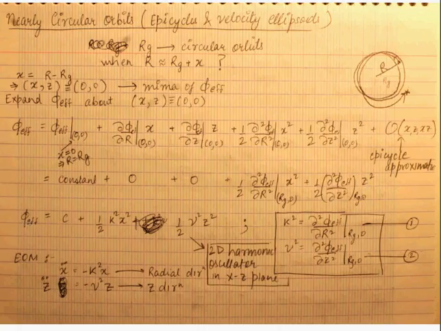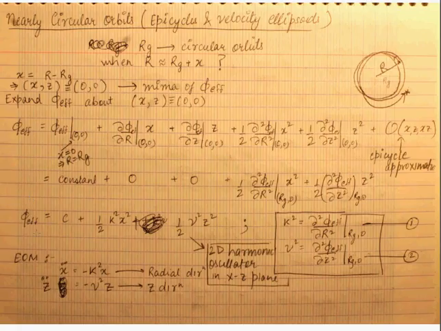So basically phi effective boils down to a constant term plus this term over here, I'm calling it kappa square. So it's not k. Forgive my bad handwriting. It's kappa, right? So half of kappa square times x square plus half of nu square times z square. Where kappa square is del square phi effective over del R square evaluated at RG comma 0, and nu square equals del square phi effective over del Z square evaluated at RG comma 0.